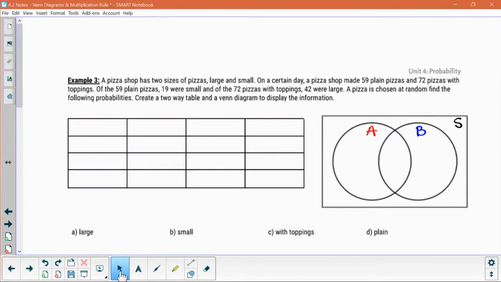A pizza shop has two sizes of pizza, large and small. On a certain day, a pizza shop made 59 plain pizzas, 72 pizzas with toppings, and of the 59 plain pizzas, 19 were small.